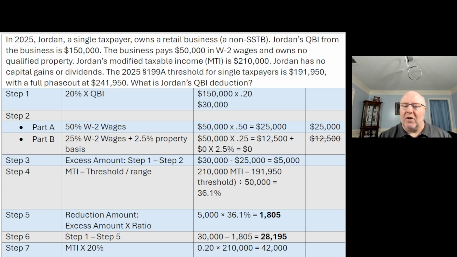If you were asked, hey, what is the taxable income after the QBI deduction? You would have just taken your $210,000 modified taxable income and subtracted out your $28,195, and that would give you your taxable income.